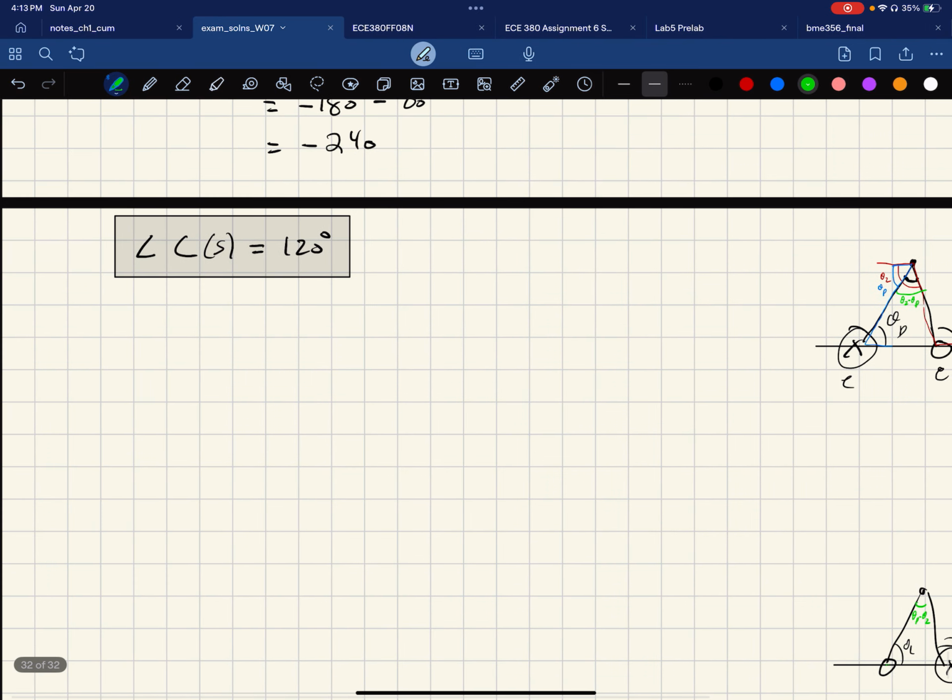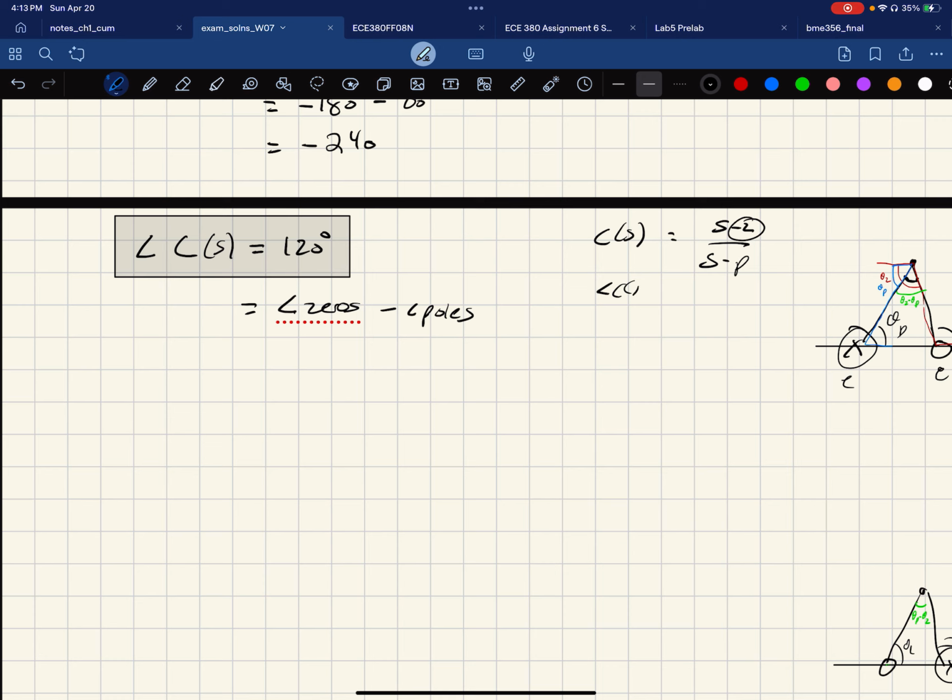In all cases, the angle of the C(s) is going to equal the angle of the zeros minus the angle of the poles. The reason being, whatever you want to call it, the thing on the top is a zero and the thing on the bottom is a pole. And the angle of C(s) is always equal to the angle of the top minus the bottom, so the zeros minus the poles, right?